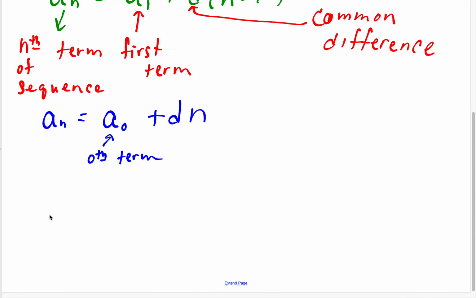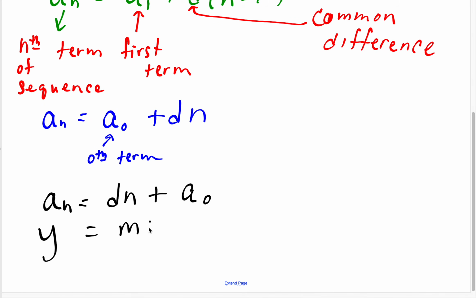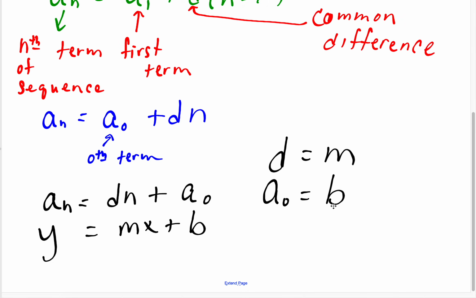All right. So this goes back to, I'm going to write one other little thing here that we talked about. Remember, this equates to y equals mx plus b. And I said I would tell you this. The common difference is always your slope, and the 0th term is always your y-intercept. Not the first term, the 0th term.